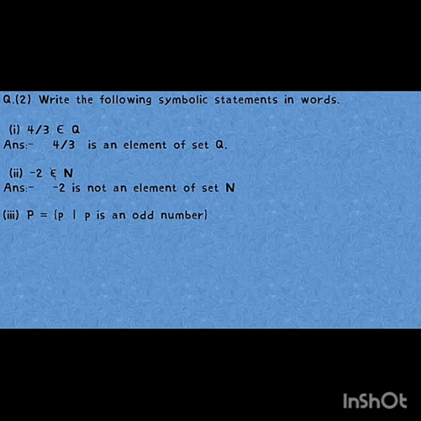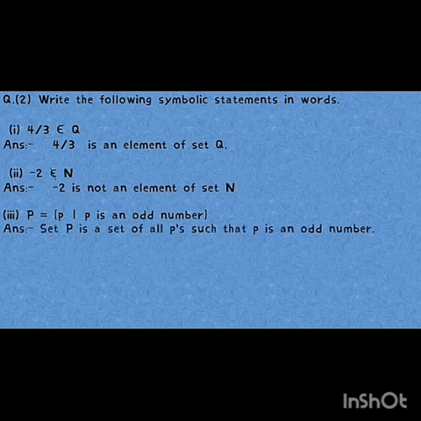Now question 3, P is equal to, in curly bracket, P vertical bar P is an odd number. Now this statement we have to write in words. So answer will be, P is the set of all P's such that P is an odd number. Like this we will write.